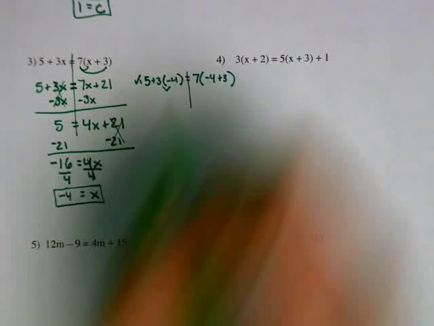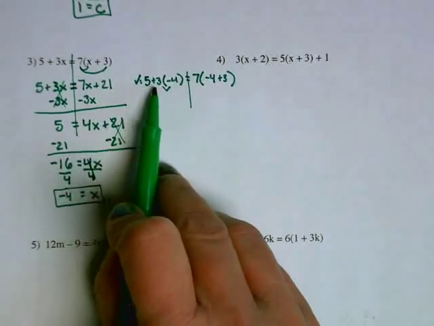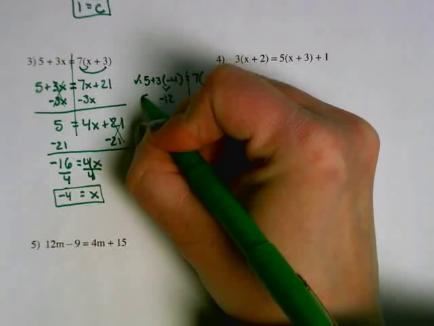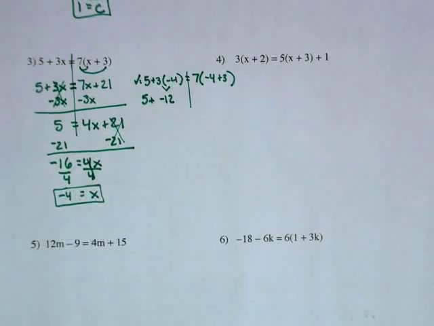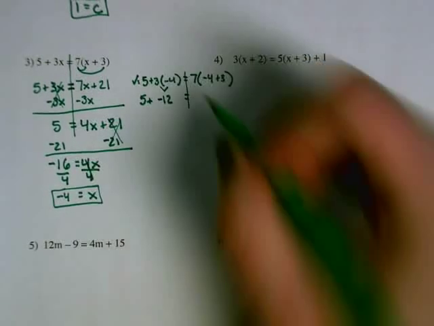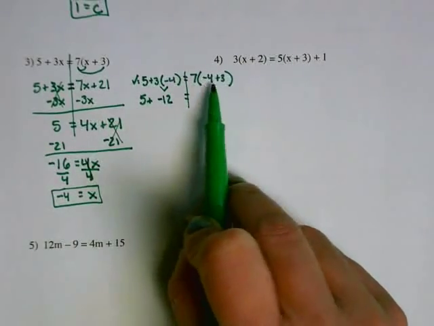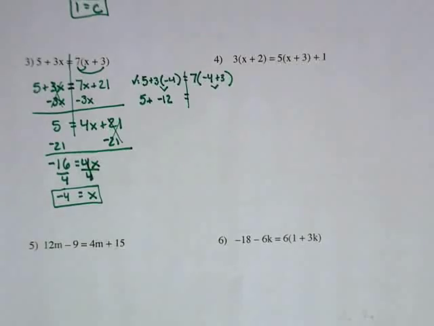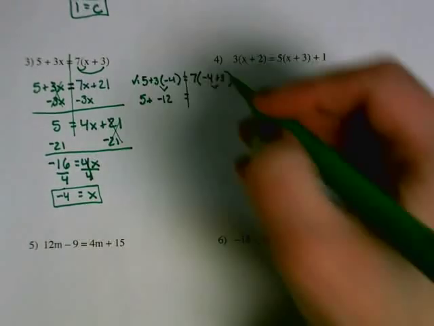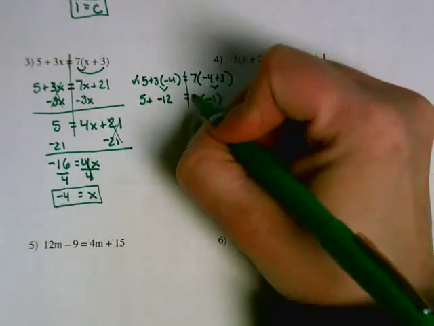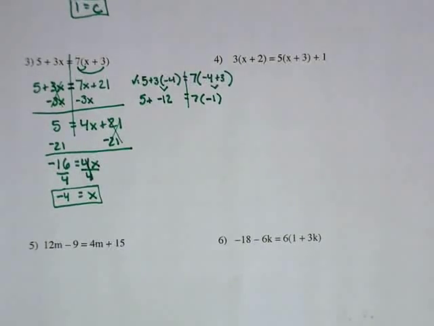I have to multiply before I can add. I can't just add 5 plus 3. So 3 times negative 4 is negative 12, and then there's a 5 plus in front of that. Now over here, guys, I don't have to do the distributive property because there's no variables. I can just add what's in the parentheses first. What is negative 4 plus 3? That's going to be negative 1. And then there's still a 7 outside those parentheses.